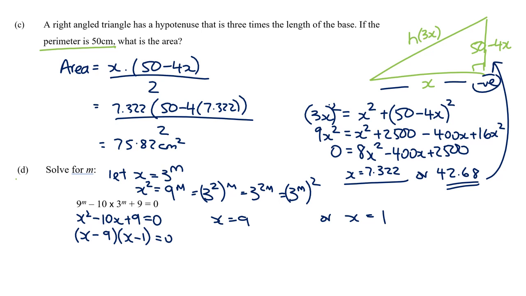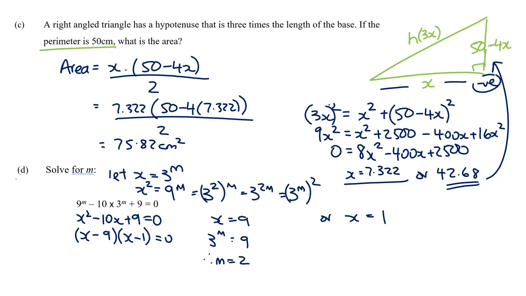Have we solved for m? So what we say is, well, 3 to the power of m therefore is 9. So m must be 2, because 3 squared is 9. You can solve that using your logs if you needed.